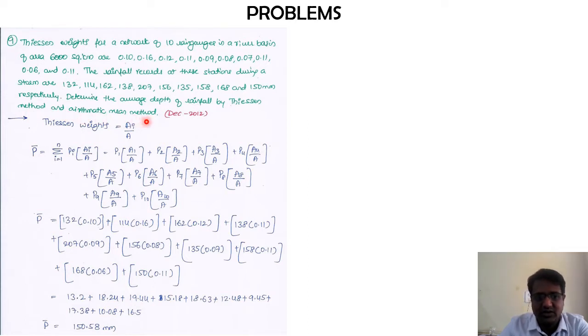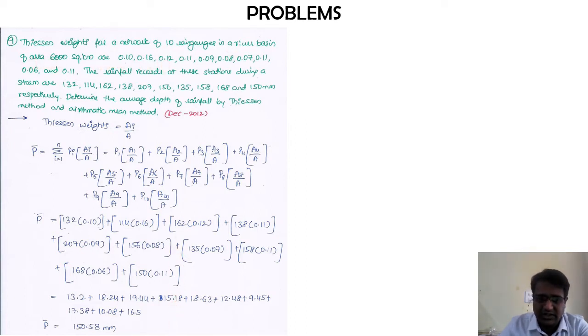So this is what is being asked here. They have given something called Thiessen weights. As I told you in the previous slide, the Thiessen weight is nothing but Ai by A, that is, your individual respective area divided by the total area, which gives you this particular ratio, and this ratio itself we call the Thiessen weight. So they have given the Thiessen weights for a network of 10 rain gauge stations in a river basin of 6,000 kilometers squared.